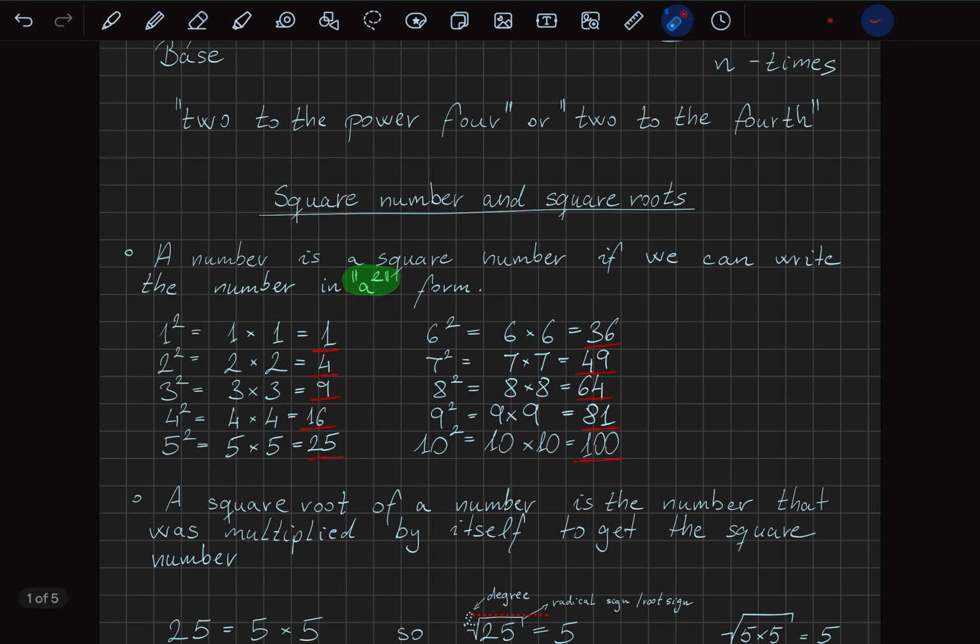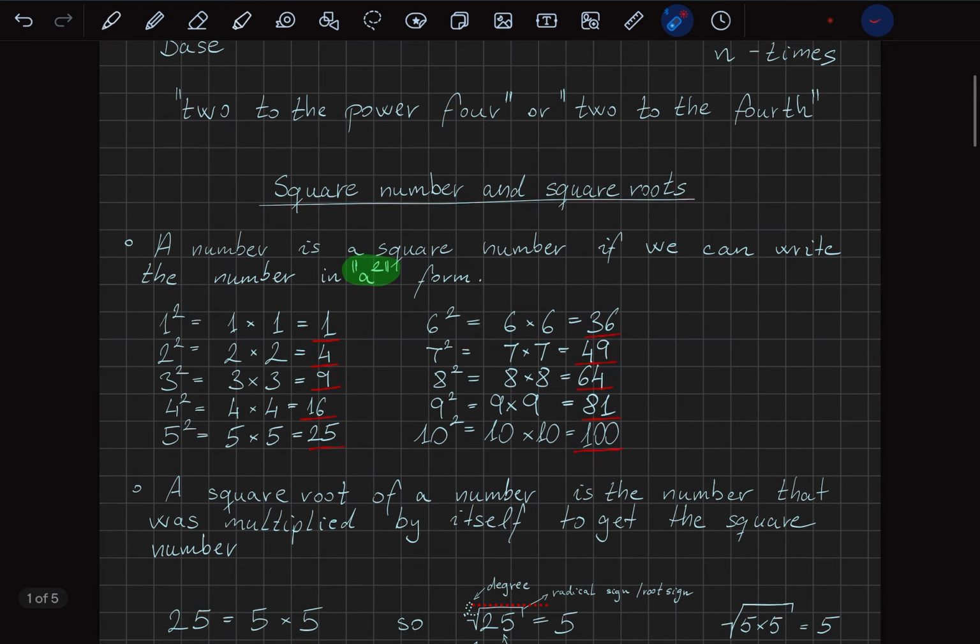Square numbers and square roots. A number is a square number if we can write the number in a to the power 2 form. For example, 1 to the power 2 is 1 times 1, it's 1. So 1 is a square number. 4 is also a square number because it's 2 to the power 2, so it's 2 squared basically. 9 is a square number because 3 times 3. 16 also. 25, 36, 49, 64, 81, 100, and we have infinitely many numbers like this.